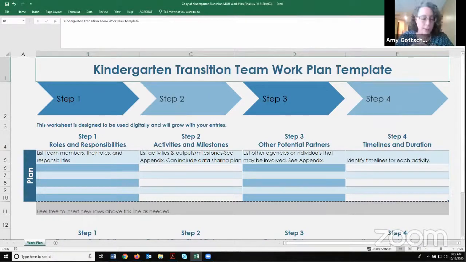And then step 4 is pretty clear. It's just your timelines and your duration. So is it a one-off event? Is it something that you're doing annually? Is it something that's happening over a long period? Maybe you've got teacher visits that are going to go out to your pre-K classrooms, and that may happen throughout the year at different periods of time. It may be that you're going to do a transition camp or an orientation type thing. That's a big, maybe a 1-week event, maybe it's a 1-day event.